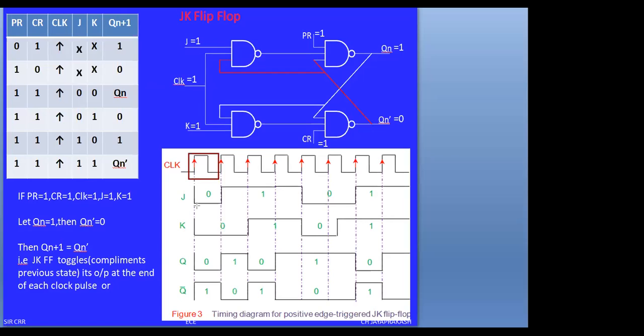Anyone, observe once. Here, if you observe, previously there is some value for J, and we don't know what it is. But during this interval of time, the J value and K value is 0, 0. Now observe in the functional table. This is the condition during this clock interval. During the positive edge, when J equals 0 and K equals 0, the output Q of n plus 1, that is the next state, will be equal to the present state.